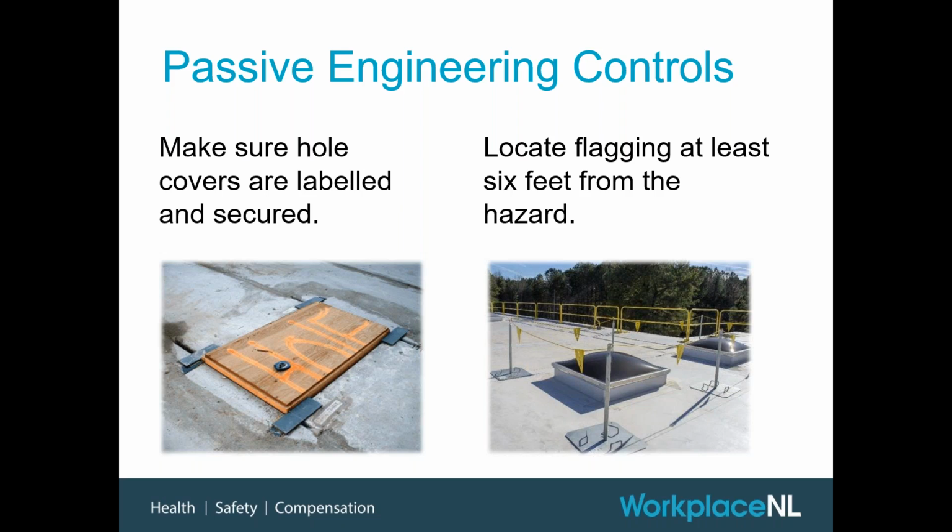Again, because flagging is not going to stop someone if, say, they're backing up. A lot of roofing work is actually done in reverse, things like torch on. You're moving backwards. You could have someone just accidentally get near that flagging and fall into the hole. So it is a good idea to use that 6 foot rule if you are going to be using something like flagging, which again is not really truly going to stop someone from falling.